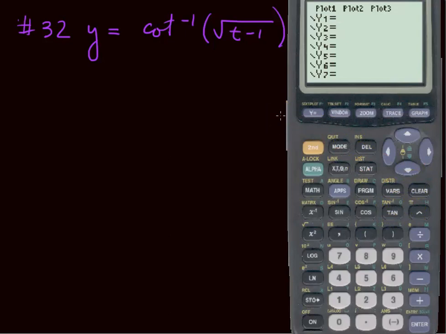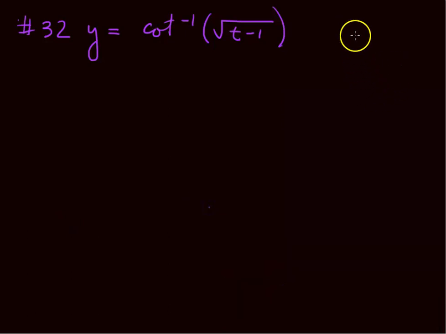And I hope you understand why. We're going to go underneath the calculator for this. So, let's just call this theta for now. If y is equal to the inverse cotangent of theta, then the cotangent of y is equal to theta, some angle.